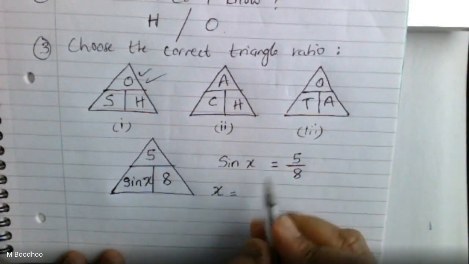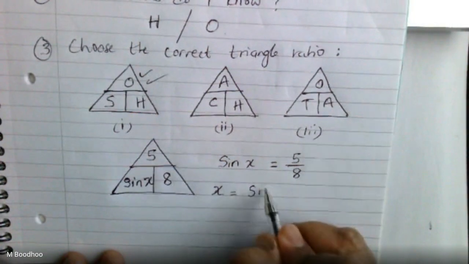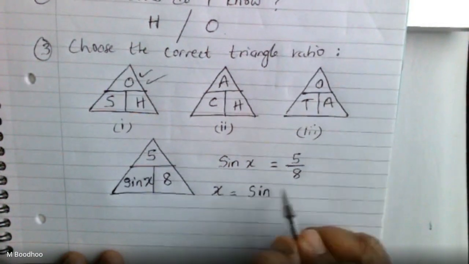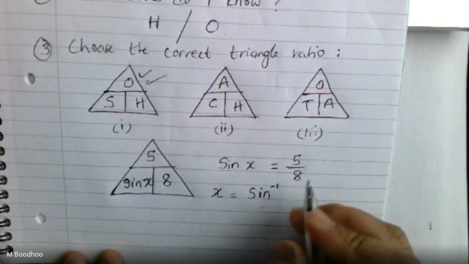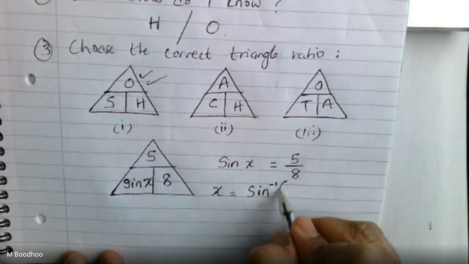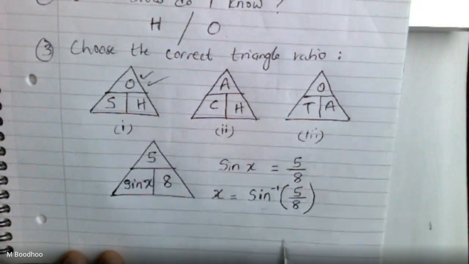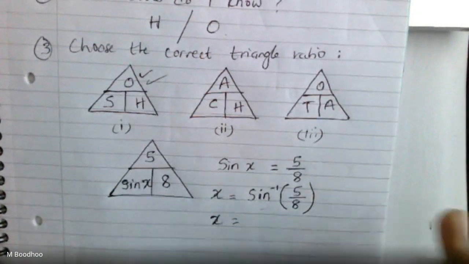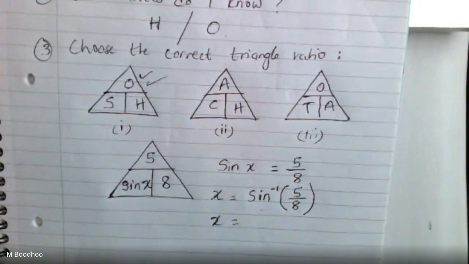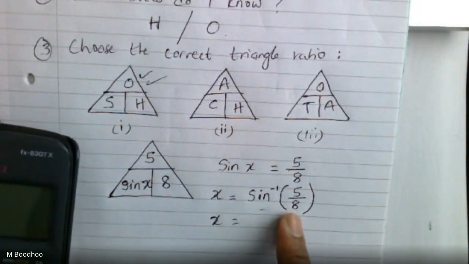Now X is just going to be sine inverse. I'm going to show you how to do this on your calculator. Don't worry about this. Sine inverse means sine inverse, and the fraction is dividing. I'm going to show you how to display this on your calculator in a moment. X equals sine inverse 5 over 8. This will give me the value of X. Just bear with me, please. I'll bring my calculator. I need to display sine inverse 5 over 8 on my calculator.